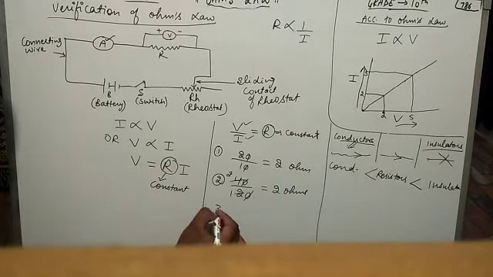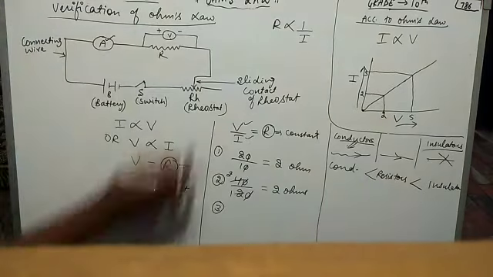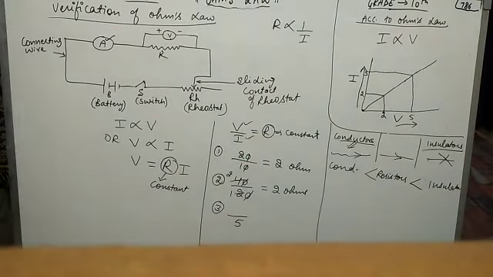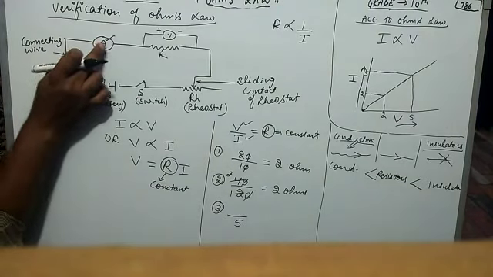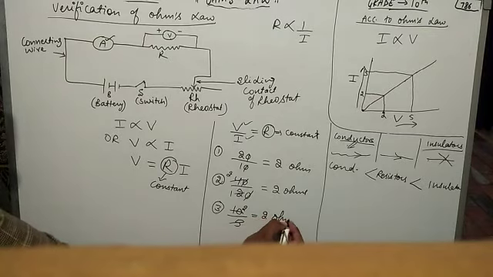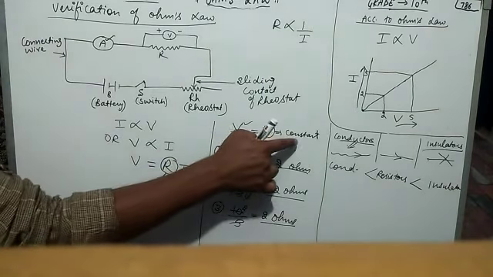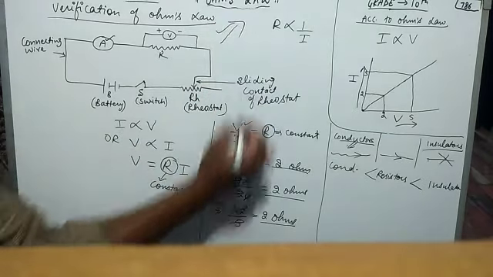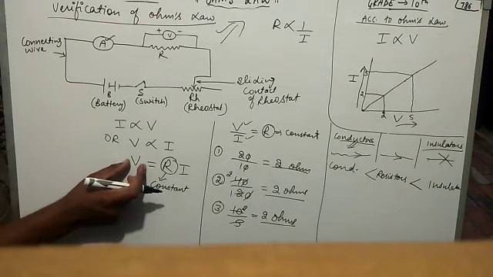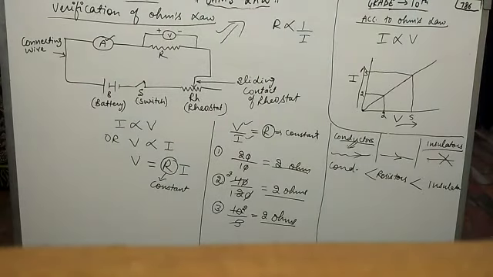Now for the third case, with the help of the rheostat, I increased the resistance. Now if resistance is increased, current will decrease. Let the value of current be just 5 now, as shown by the ammeter reading. At the same time, the reading of the voltmeter was 10. So from here I was getting the same value of R again and again, meaning the ratio of V upon I remains constant. Hence, it verifies Ohm's law, because this is exactly Ohm's law. If the ratio of V to I remains constant, then it satisfies or verifies Ohm's law. Thank you.